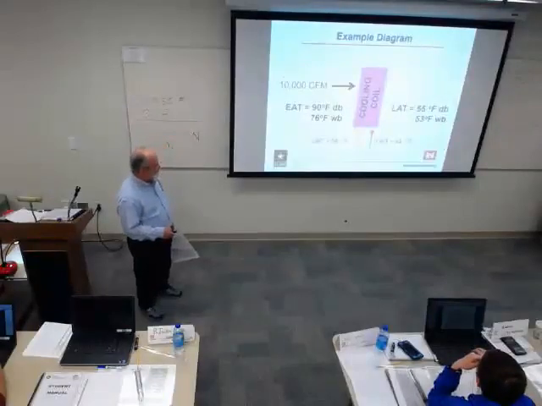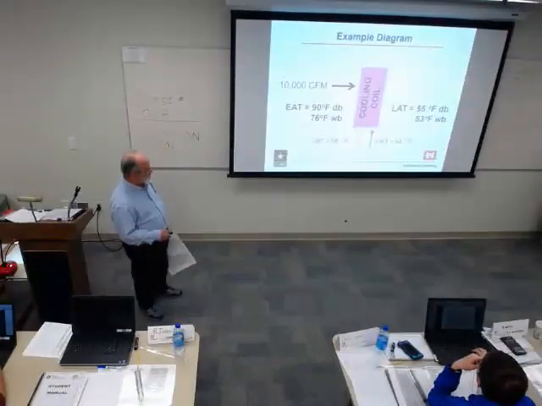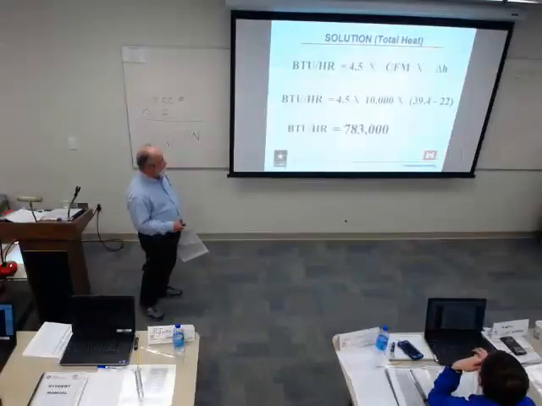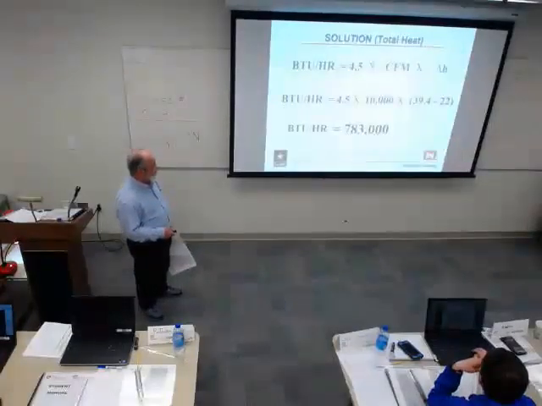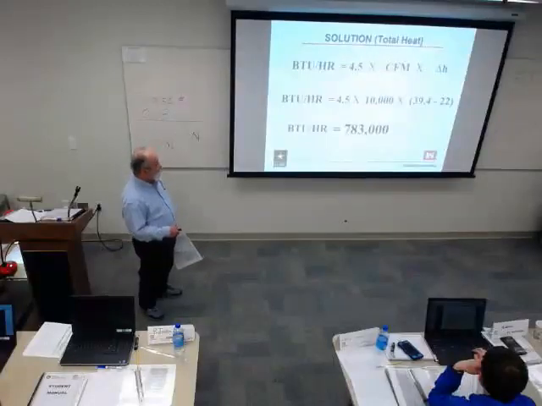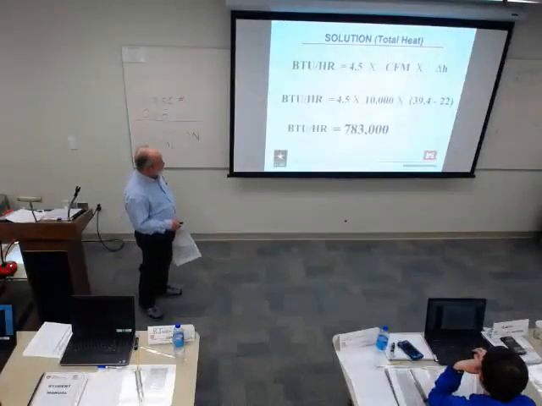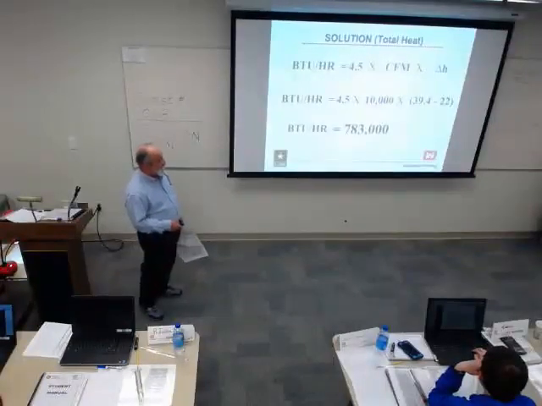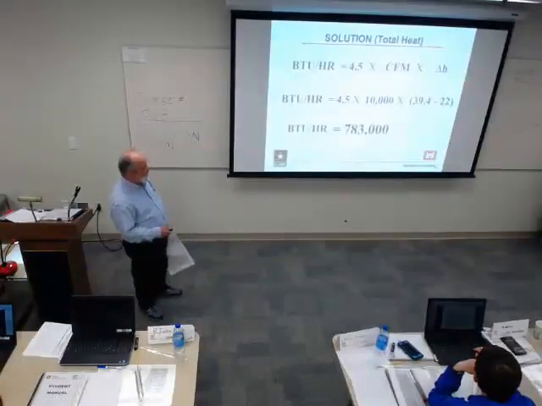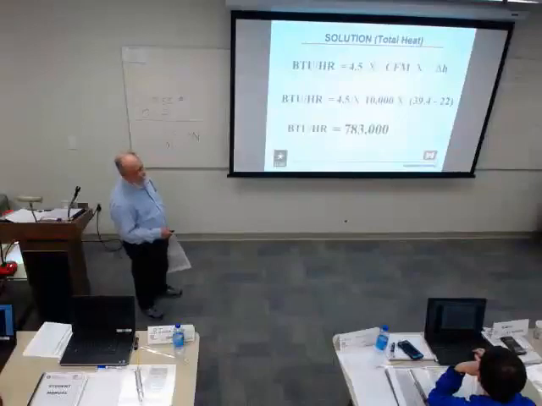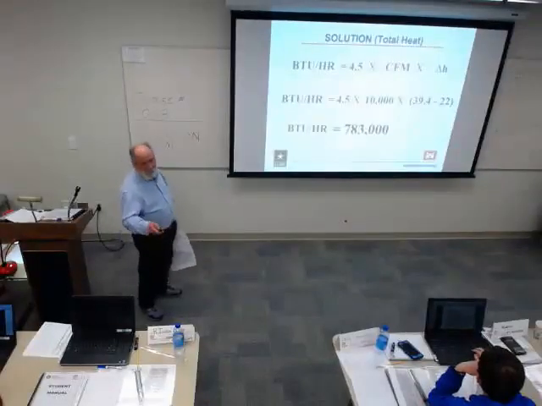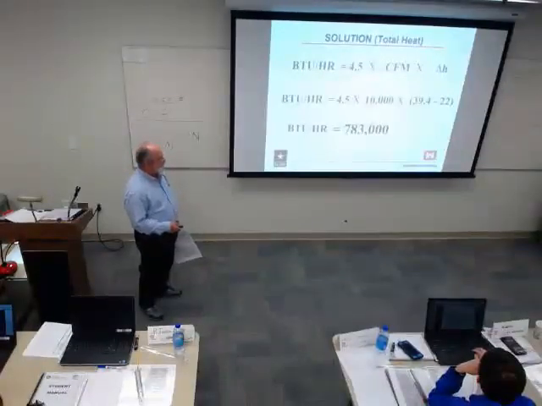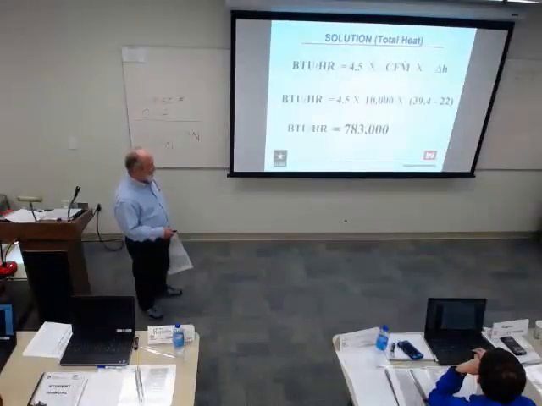So here's our picture of what this looks like. So the BTUs per hour is going to be 4.5 times the CFM times change in enthalpy. And that gives us 4.5 times 10,000 times our change in enthalpy. Coming in was 39.4 and leaving was 22. And we got that off the psychrometric chart. I mean, that's what we would do. And then the answer is 783,000 BTUs per hour.